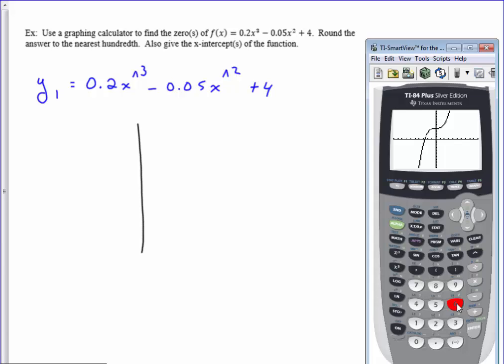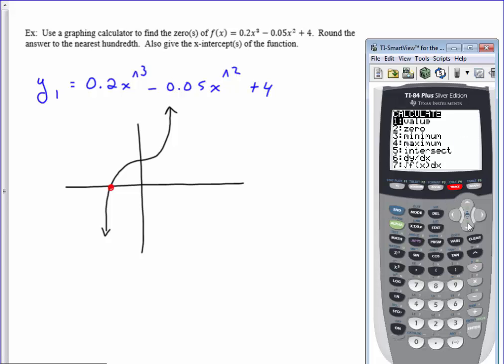So on a test or on your homework, I would like you to sketch the graph that you receive. Just give me a general overall picture of what the graph looks like. And then we are asked to find the zeros. The zeros is where the graph crosses the x-axis. So in this case, there should only be one zero. To do this on the calculator, we would press second trace and then go with option 2, which is zero.